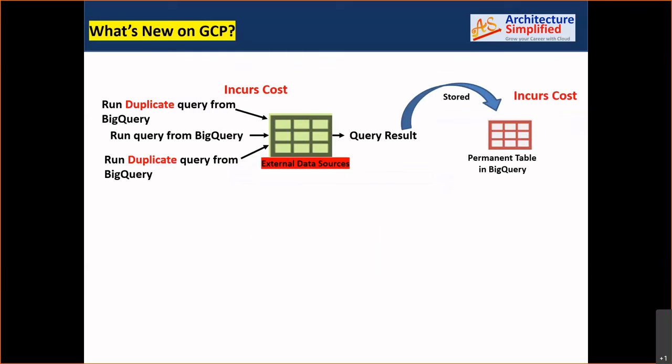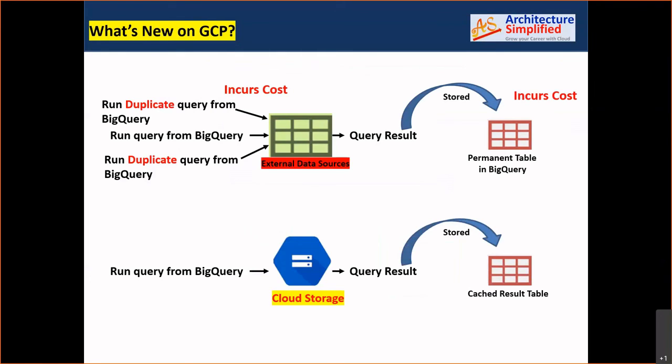But now with this new updated feature of cached query results, if you run queries from BigQuery on Cloud Storage data, you can cache the result in a temporary table, and for multiple such duplicated queries, you can get the result from the cached result. That's how you can improve query performance and reduce cost for duplicate queries running from BigQuery on Cloud Storage data. That's it for today.